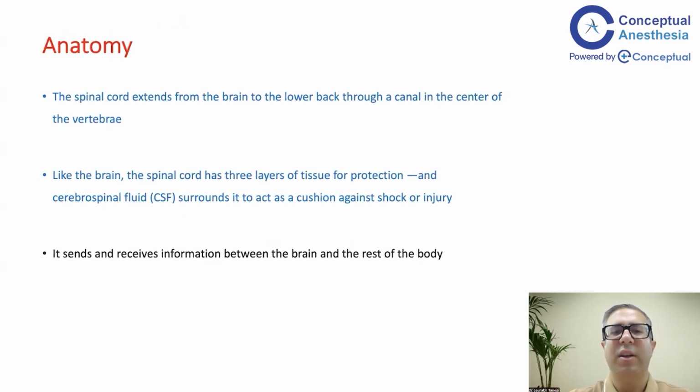So the spinal cord extends from the brain to the lower back through a canal in the center of the vertebrae. And like the brain, the spinal cord has three layers of tissues for protection, and CSF, which is cerebrospinal fluid, surrounds it to act as a cushion against shock or injury. It sends and receives information between the brain and the rest of the body. So that is the important function that the spinal cord does. It is an extension of the brain, and through this the brain sends information and receives the information from the rest of the body.